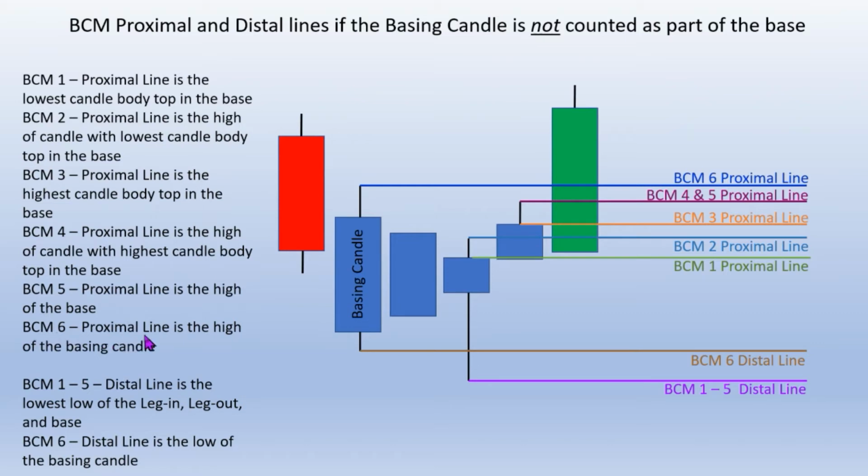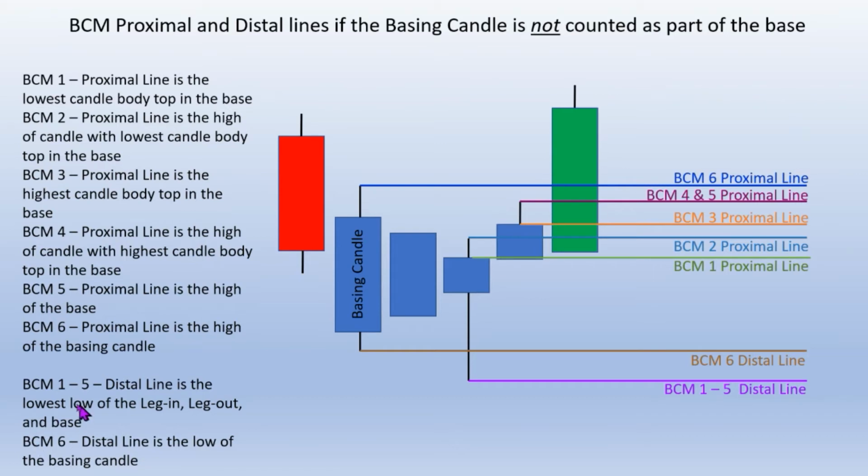BCM6, the proximal line is the high of the basing candle. And so in this scenario here, this would be your high. So you can see that you have a much wider base when you're using this scenario.